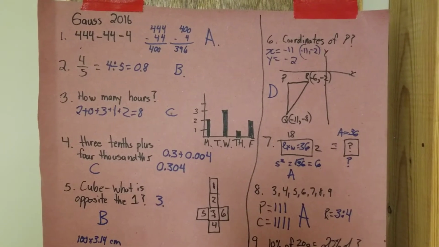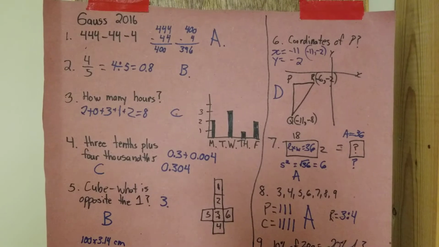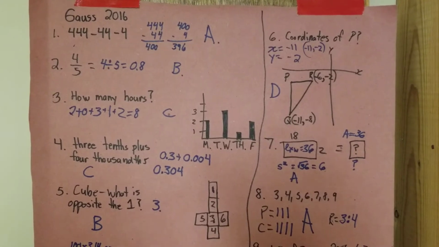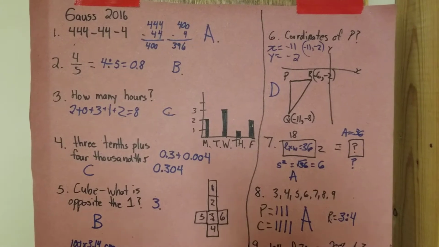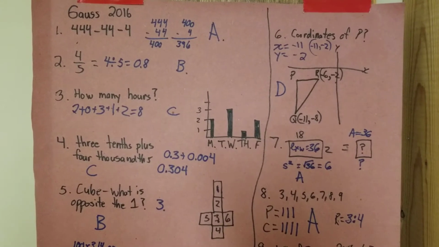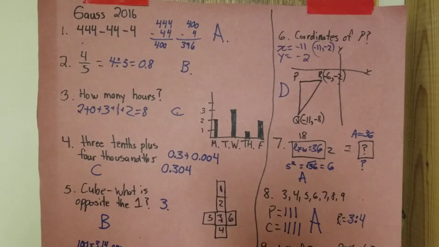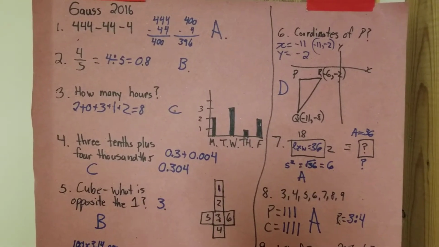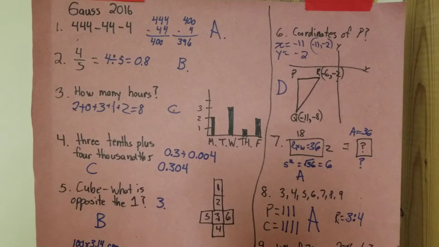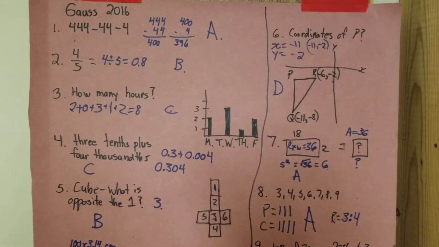And again, you can simply use a calculator. 444 minus 44 minus 4 is 396. Answer is A. Number 2 is asking what's the equivalent of 4 over 5. So on my calculator, I'm doing 4 divided by 5, which gives me a decimal, 0.8. All the answers were decimals, so 0.8, B.